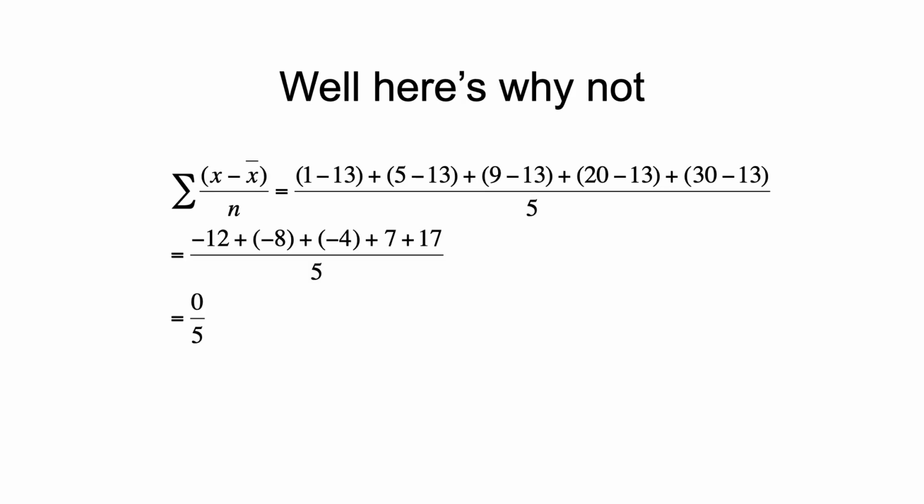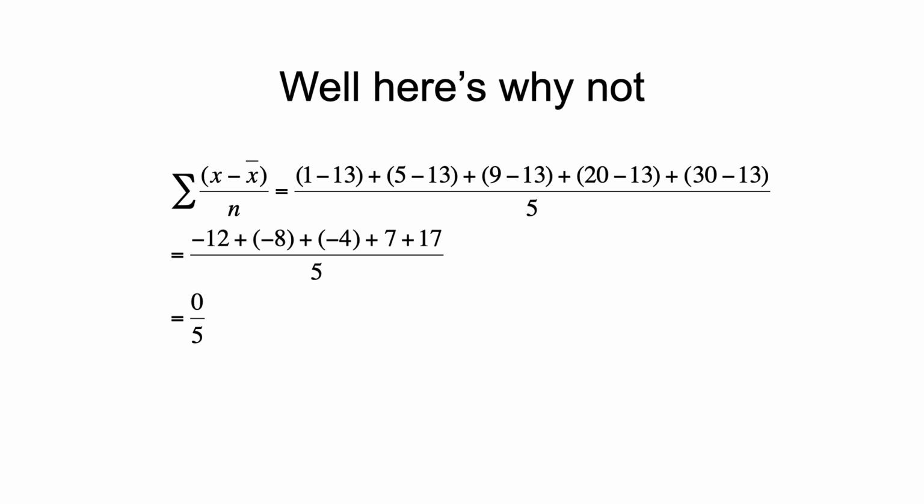Okay, sure. So here's our numbers. This is the sum of the numbers minus the mean divided by the number of numbers. 1 minus 13 plus 5 minus 13 plus 9 minus 13, blah, blah, blah, over 5. Problem is, it's 0. Is there no spread-outedness in that batch of numbers? Well, no, there's certainly spread-outedness, but it ends up being 0.